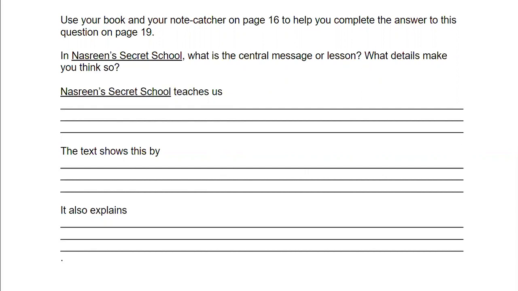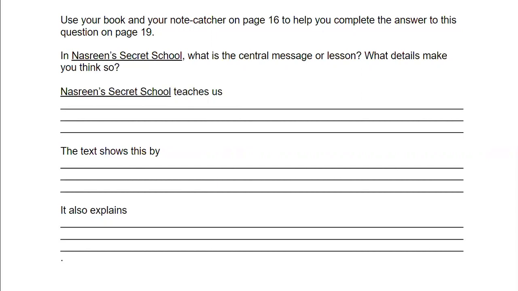Okay, this text shows this by, is that your first detail? Okay, yeah. And then it also explains, is that your second detail? Could you combine another detail with there? Could you actually write 3 details in there? Yes, you could combine 2 if you wanted to.